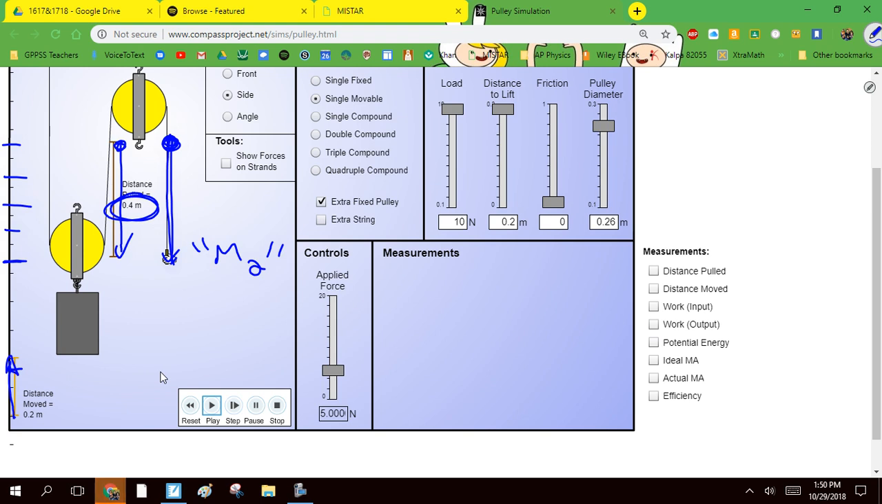And the reason for that is this. As I pulled this rope down through a distance of 0.4 meters, half of the 0.4 meters came from this side of the pulley, and the other half came from this side. And so the distance it went up is simply that. So when you've got a pulley that splits your tension force or doubles it, because you're doubling your force, you get half of the distance.